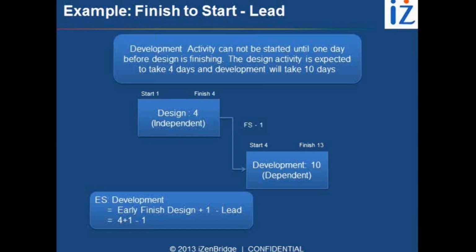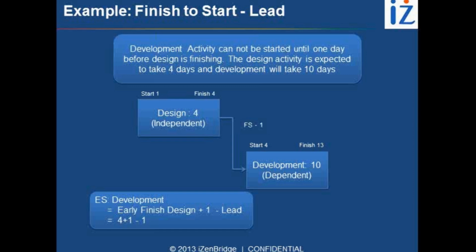If it is lag, you need to add the day. If it is lead, you need to subtract the day, and you start early. So the relationship still remains finish to start. The start of the development activity is influenced by the finishing date of design, but rather than waiting for the final day, it can start 1 day in advance. So if something changes, if the design is delayed and you get to know the design will take 6 days, then development will also start on the 6th day only.